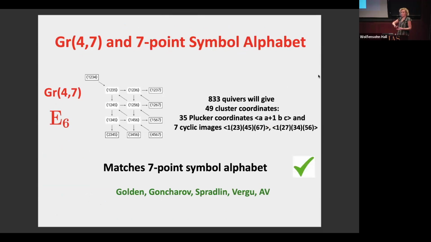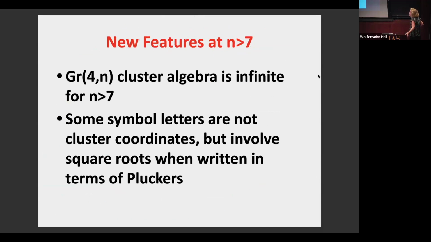Now we want to move forward, and we want to make all-loop, all-n statements from this simple observation for 6 and 7 points. But it's not as easy, because starting at 8 points, the cluster algebra becomes infinite. So Gr(4,8) is infinite. And in addition, some symbol letters are not cluster coordinates. They involve square roots when written in terms of Pluckers. So that's why it's not, hey, we just solved everything.